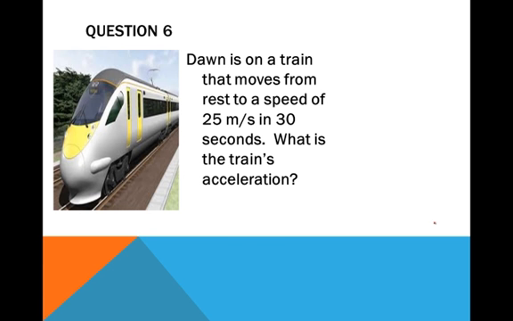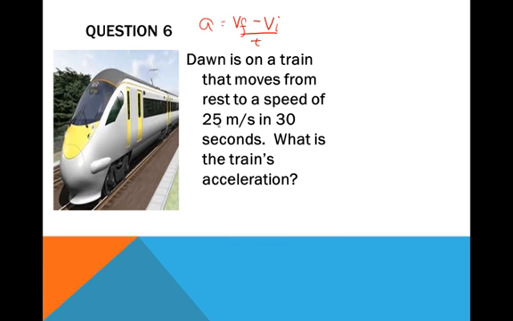Okay, so now we're going to get into the acceleration questions. So number 6: Don is on a train that moves from rest to a speed of 25 meters per second in 30 seconds. What is the train's acceleration? So I'm just going to write here acceleration is equal to the final velocity minus the initial velocity all over the time it took.